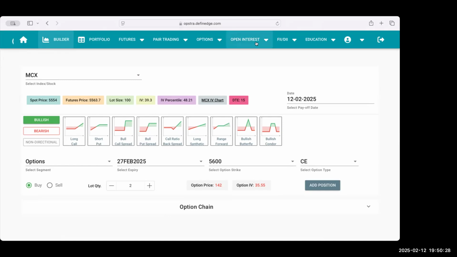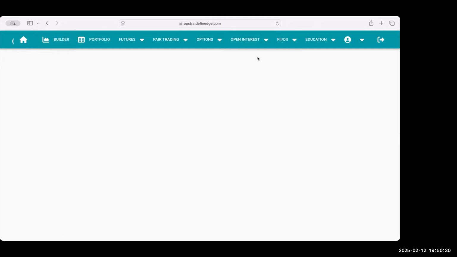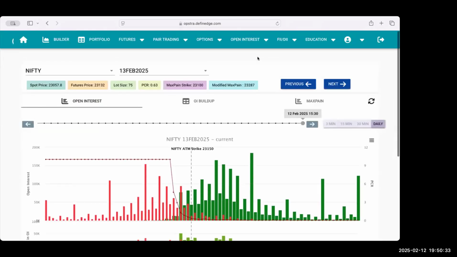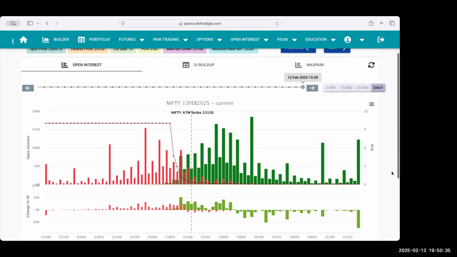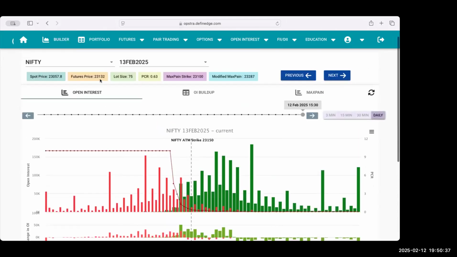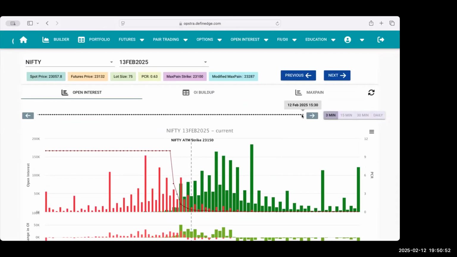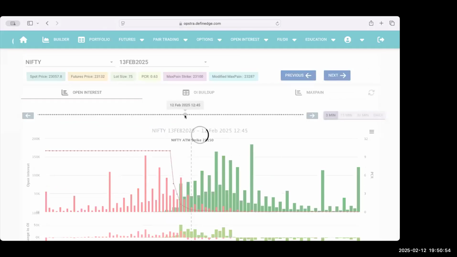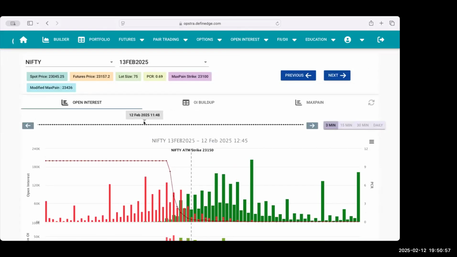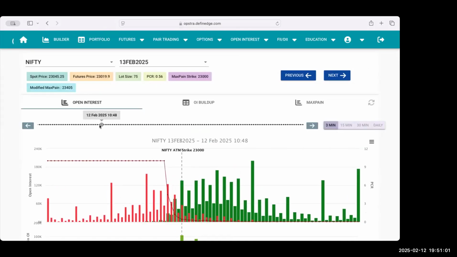Now focus on basic open interest. Check what is going to happen. These are all the numbers: spot price, future price, lot size, PCR, max pain, and modified max pain. See, there is a small difference. Max pain was 2300 for the whole day, but modified is for the last moment who bought or sold. If I'm looking at the 3-minute chart, when you click on 3 minute, you can see the whole day here. Around 12:45, what happened? Morning 11:48, how was the chart? 10:48, what was the chart?